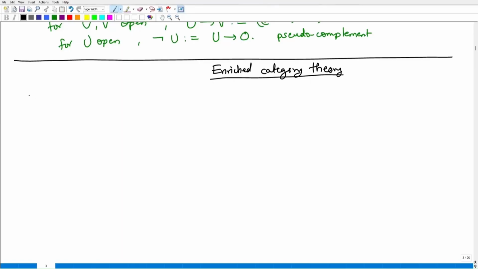So let V, tensor, I, alpha, lambda, rho be a monoidal category.